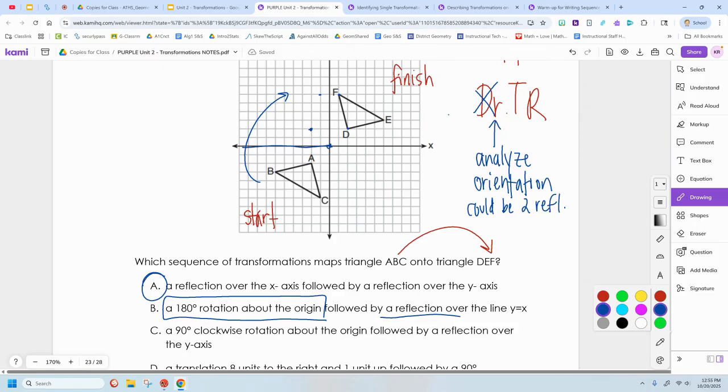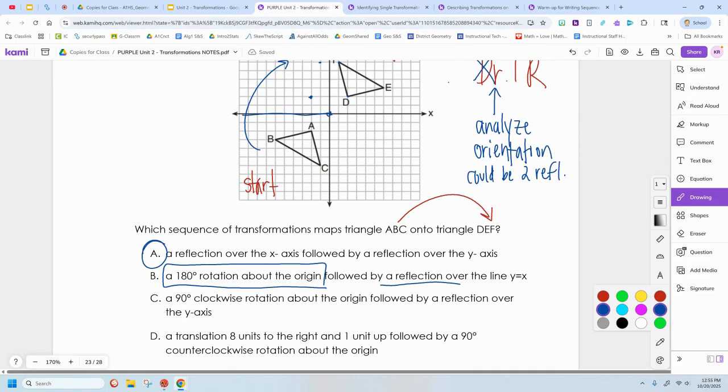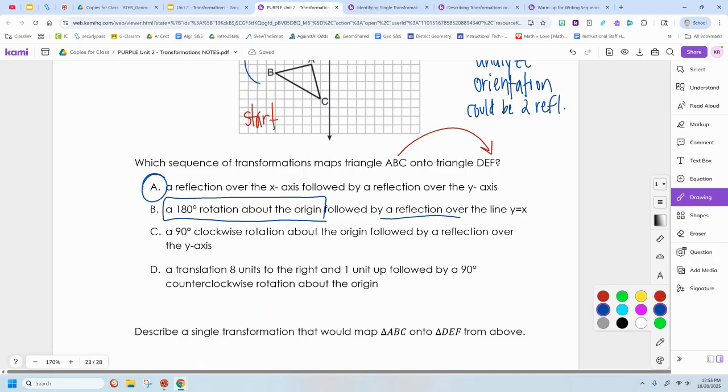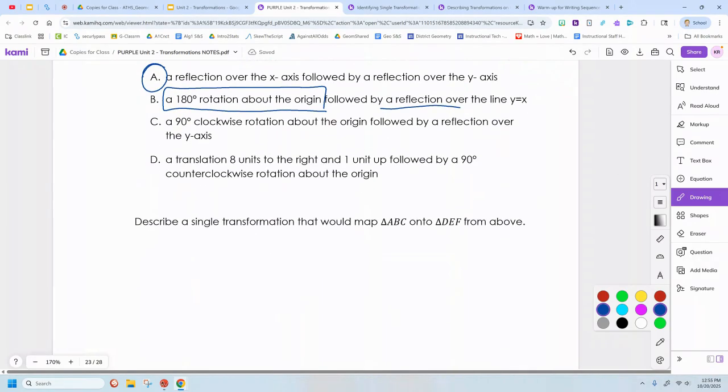So then the last question at the bottom, and I rushed that, and maybe I need to change the order of these choices, is it says describe a single transformation that would map A, B, C onto D, E, F from above. Did we find one of those choices? A 180-degree rotation around the origin.